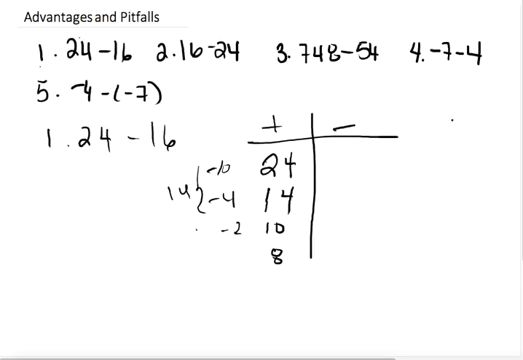Another way I like to write it is noting it like this. Here's my positives, here's my negatives. I like to break up my units. So I would write this at this, let's write the 24 first, just so we see what we've got.